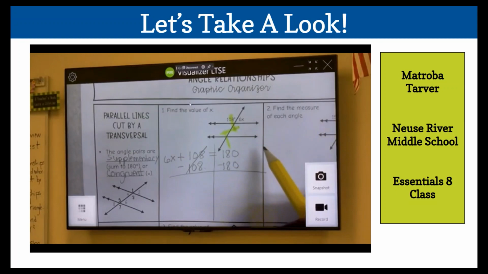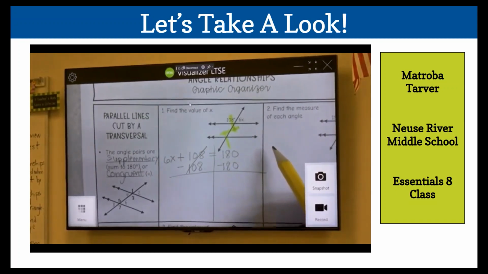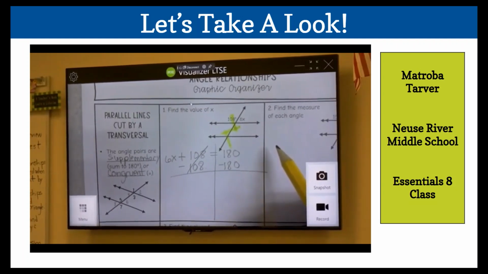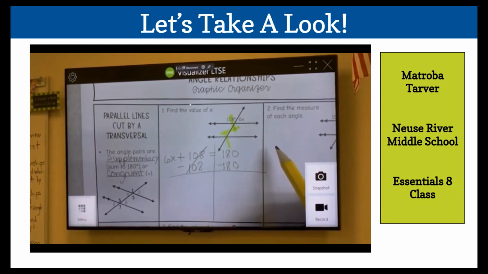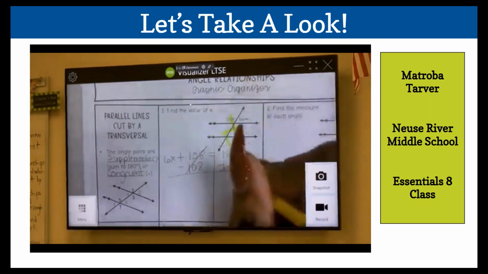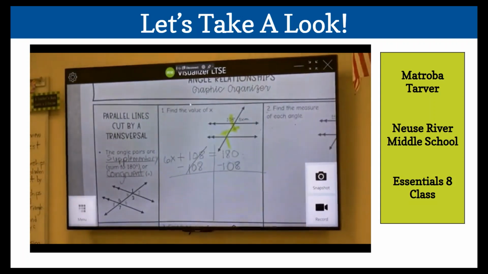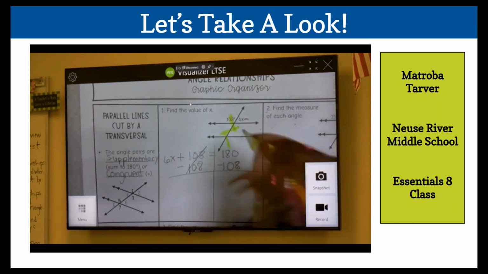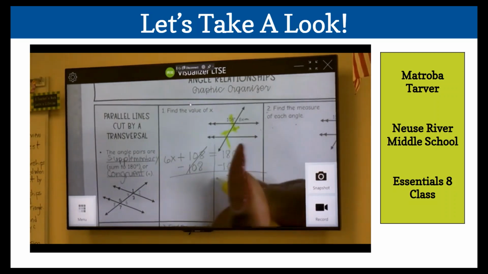Gia, what do I do now? What you have to do is subtract 180. Okay, I wrote the problem down wrong. Thank you. It was a mistake on me. Subtract 180 with 108. Okay, when you subtract that, what do you get? You get 72. Good job. All right.